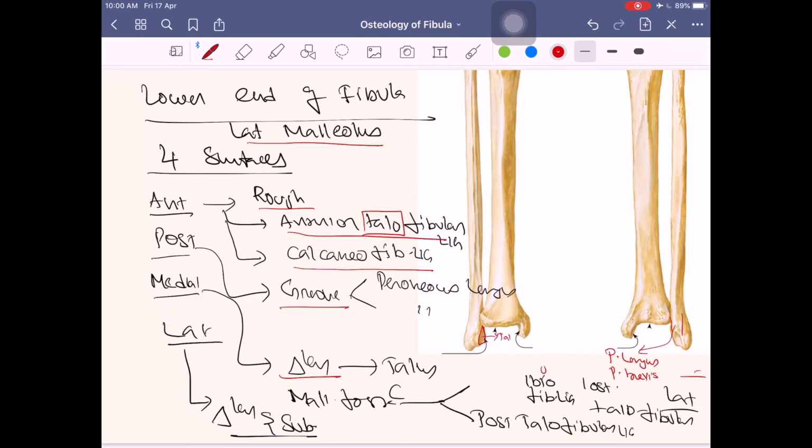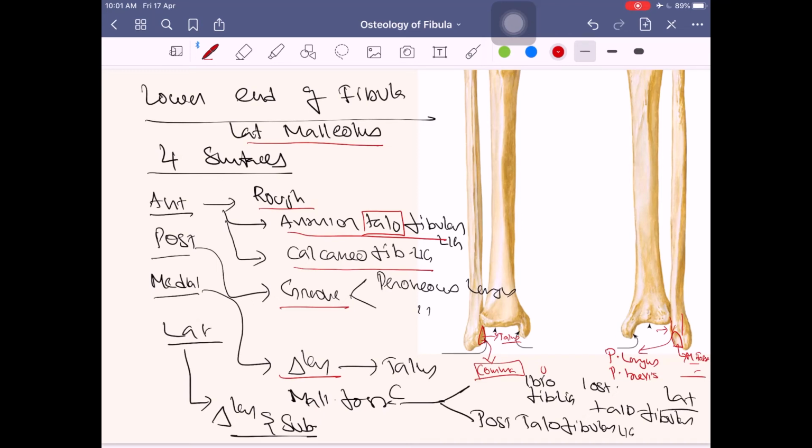Other than that, if you come to the posterior part of the medial surface, you can see one depression. That depression is what we call the malleolar fossa. This malleolar fossa gives attachment again to ligaments. One ligament is your posterior talofibular ligament, that means the ligament between the talus and the fibula.